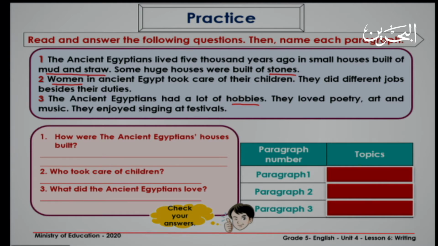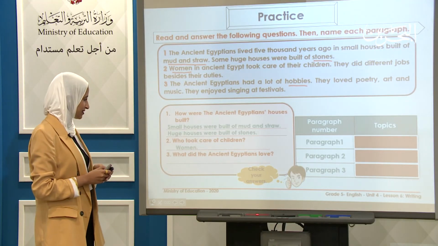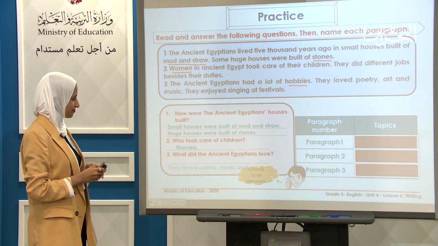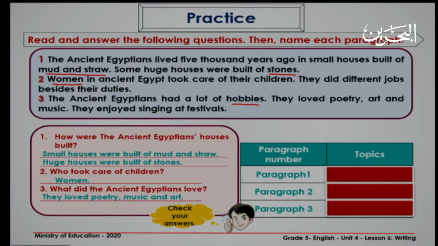Now let's look at the first question. How were the ancient Egyptians' houses built? Small houses were built of mud and straw. Huge houses were built of stones. Very good. Number 2. Who took care of children? Women. Excellent. What did the ancient Egyptians love? They loved poetry, music, and art. Good job.